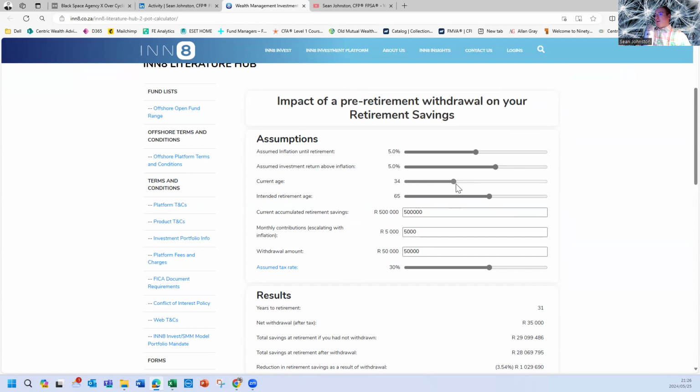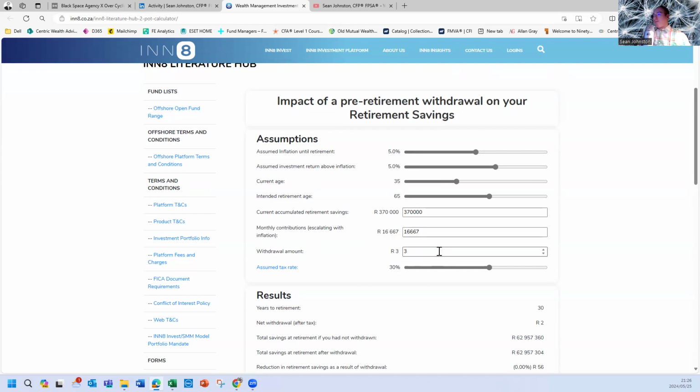So I'm just going to put it. A really nice slider here. So just make it 35 and 10 to 65. Assume investment returns of 5%. Let's just leave it here. Current accumulated savings, let's just work on 400,000 or 370. Contributions per month. We said it was 200,000 a year. 12 by 12.